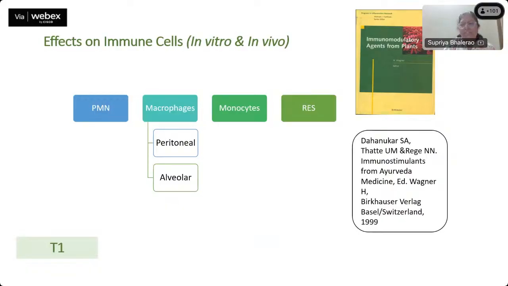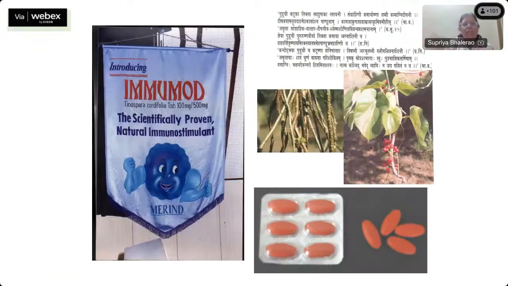For 20 years, every student who used to come to Dhanukkar madam for doing MD or PhD has worked only on Tinospora cordifolia. And ultimately, this resulted in T4, a scientifically proven natural immunostimulant they could bring to the market, and that was not marketed by an Ayurveda company but by an allopathy company.